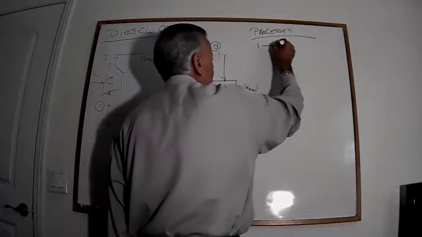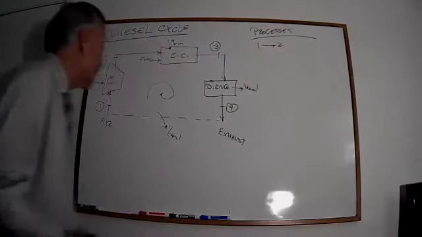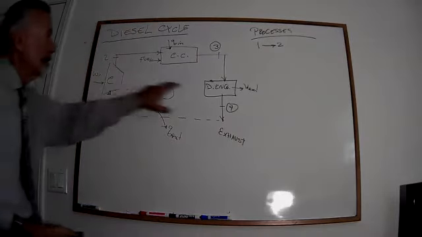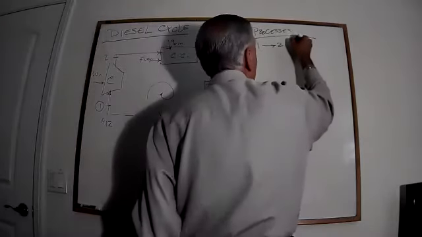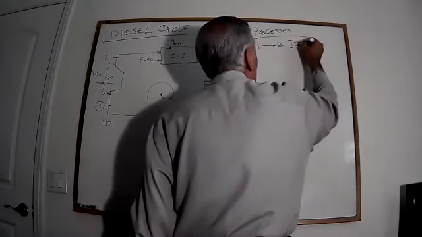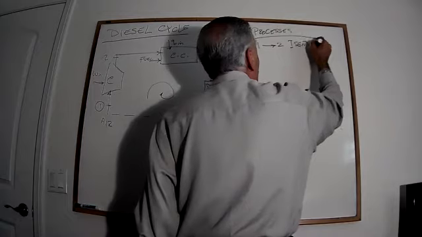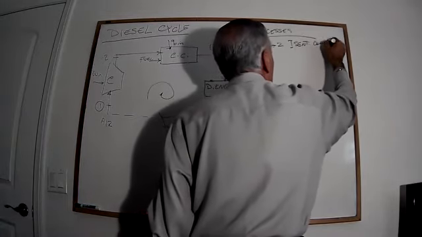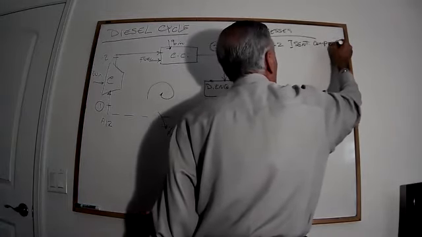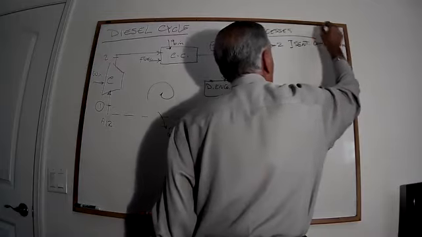Process 1 to 2. What did we say? Compression, expansion, always isentropic. That will never change. Isentropic compression.